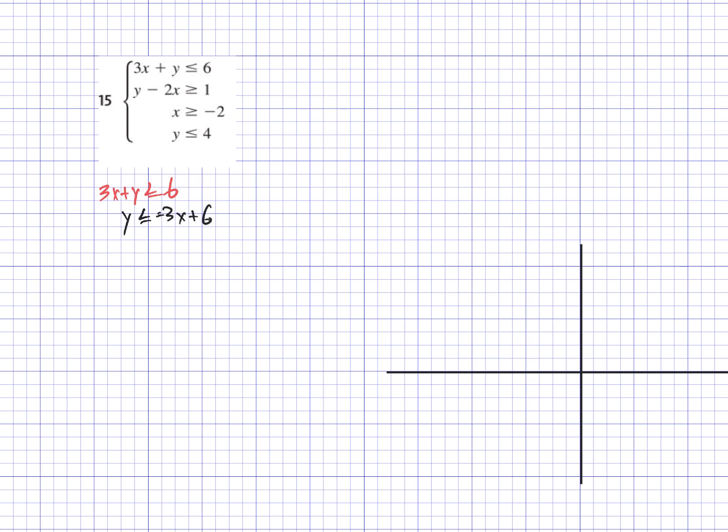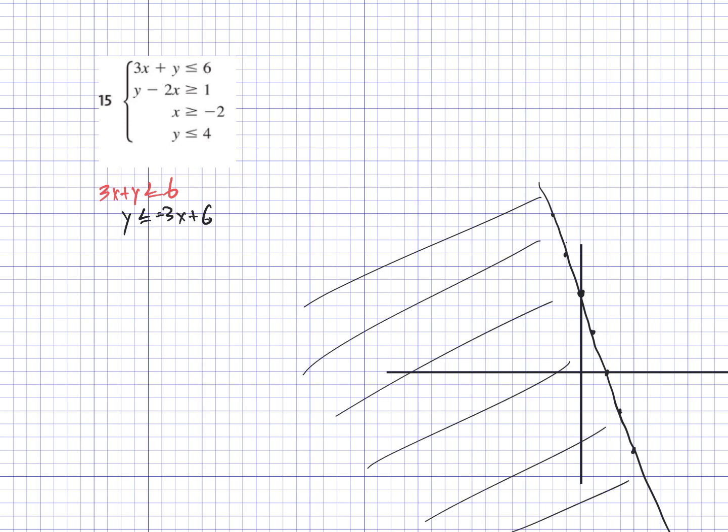So it goes through at 6, and there's an equal sign. Okay, so 6. And we go down 3 and right 1, down 3 and right 1. We have our x-intercept. Or up 3 and left 1. And we have our solid line there. All right, and we're shaded below it. So below the line.